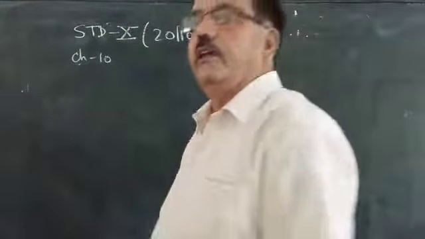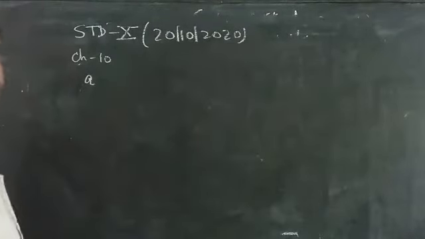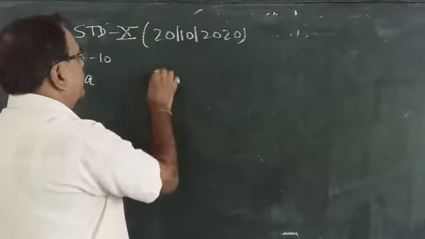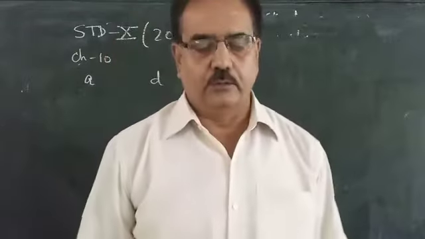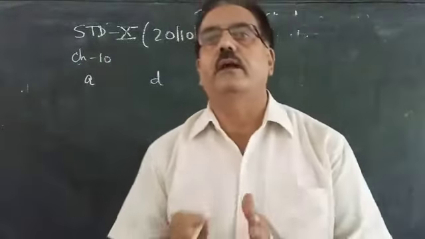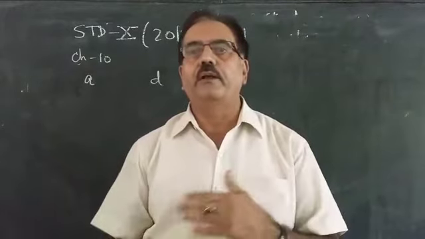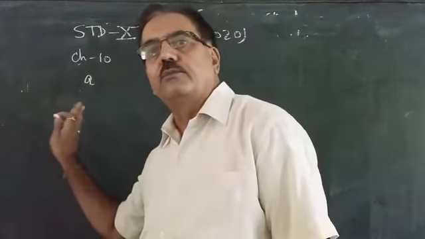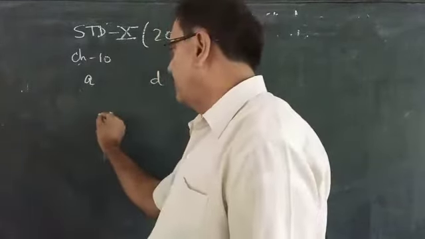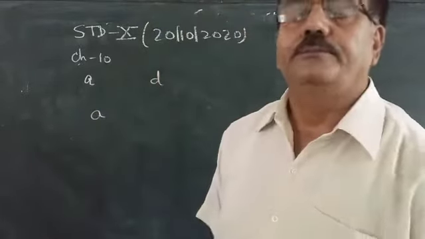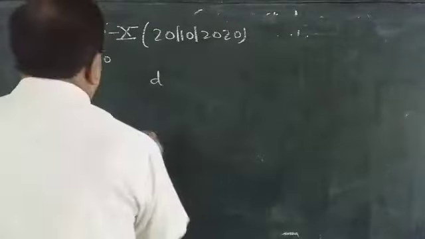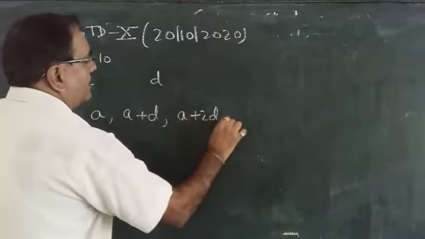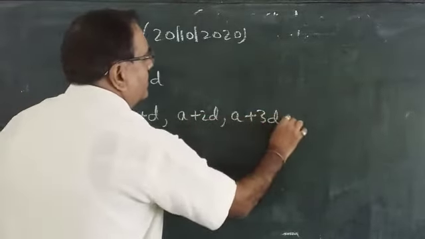First, if you know the first term a and the common difference d, you have both values. Then how will you find the AP series? How will you find the AP series when you have the first term and common difference? See, you have to follow these rules to write the AP series: a, then a plus d, then a plus 2d, then a plus 3d, and so on.